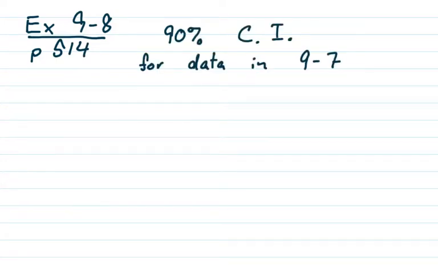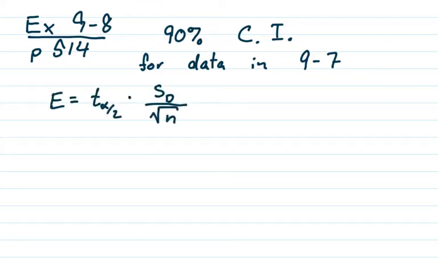And in this exercise, it says to find the 90% confidence interval for the data in example 9-7. So you can see here we're going to use all of the same information. We don't have to redo all of those calculations, so that's why I wanted to include it in this video so we wouldn't have to redo it.